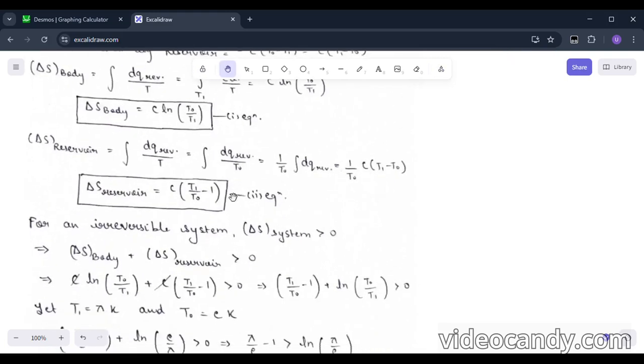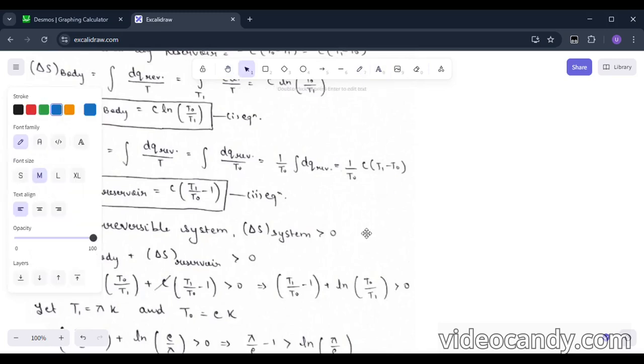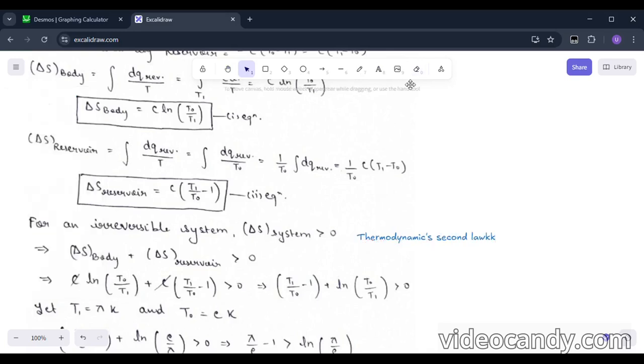Now for an irreversible process, the change in entropy of the system is greater than 0. Now this is the thermodynamics second law. Just a second. Yes, this one. For an irreversible system, the change in entropy will be greater than 0.